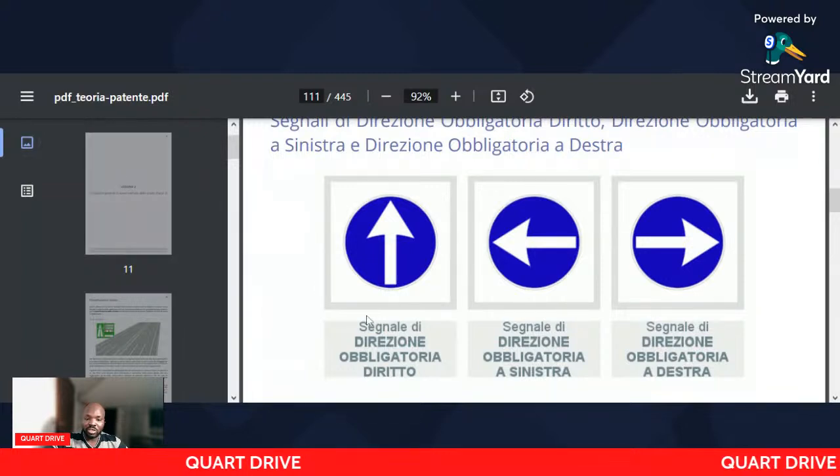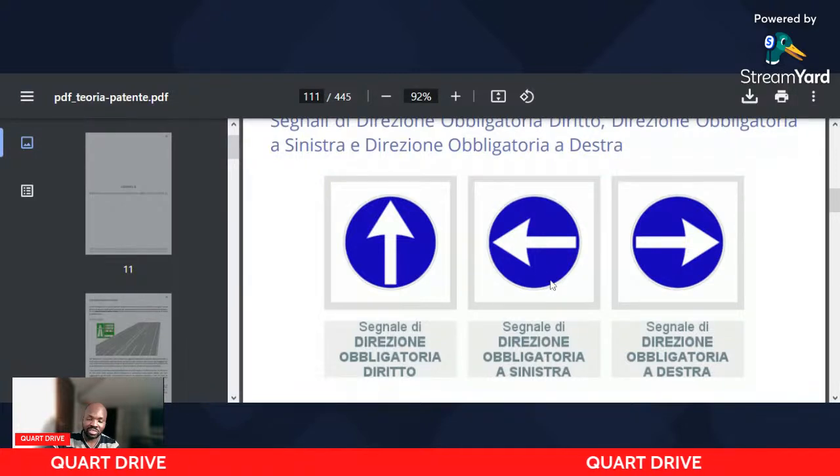So this one is segnale di direzione obbligatoria dritto. So you have to go directly straight. You don't need to take your right or take your left hand side.